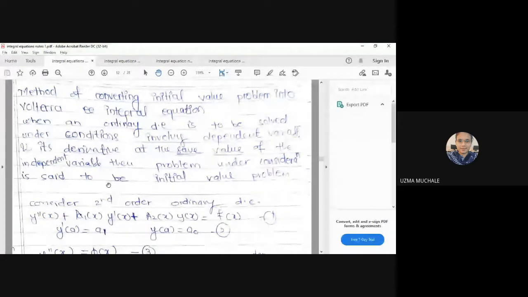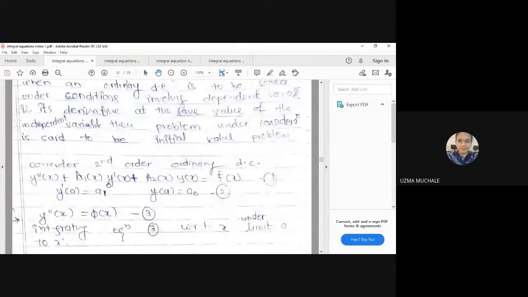Out of all those solutions in the solution space, we are getting at least one solution which passes through the given point, and that is called an initial value problem. Out of all the solutions we are getting, we have to find one solution which passes through the given condition. What are our given conditions? Equation 2, you can see.